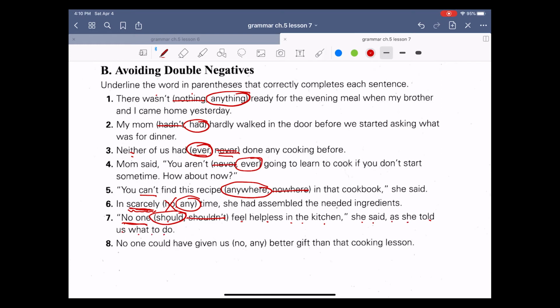Number 8, no one could have given us no better gift than that cooking lesson. Here's our negative, and no is a negative. We can't use no. We have to use any. The sentence will read, no one could have given us any better gift than that cooking lesson.